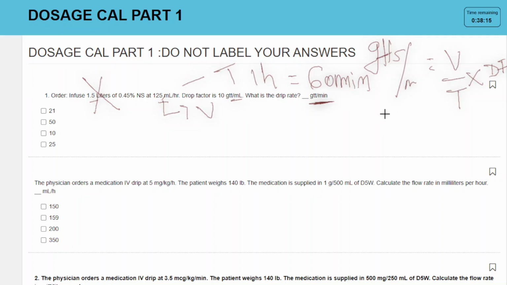All right. So now it's much easier for us to plug into this formula, right? Our volume is going to be 125 divided by 60 minutes, and you will multiply that by your drop factor, which is 10. All right, so get your calculator.